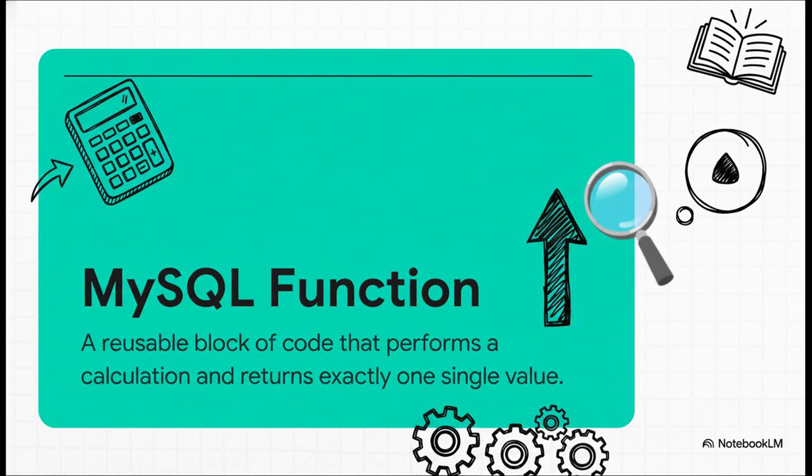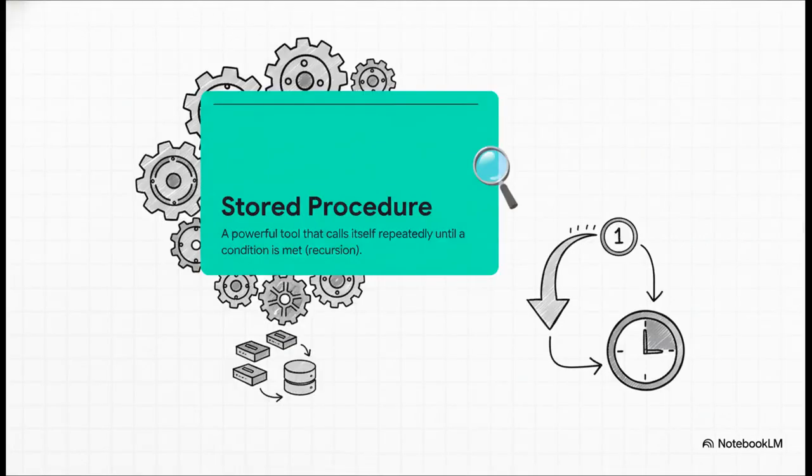It's a reusable chunk of code that takes in some values, does a calculation like, say, averaging a few numbers or properly formatting a person's name, and it returns exactly one single value. That's it. Simple, clean, and really efficient. And then we have the stored procedure. This is the heavy lifter.